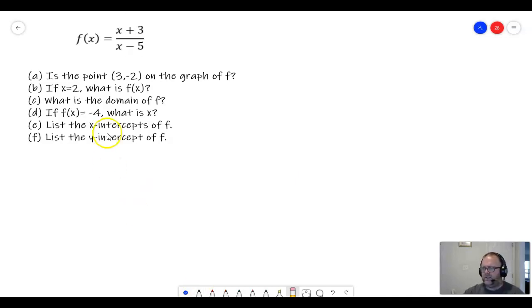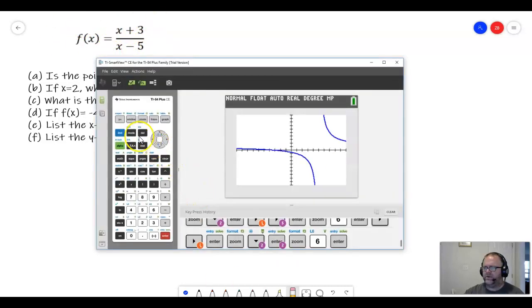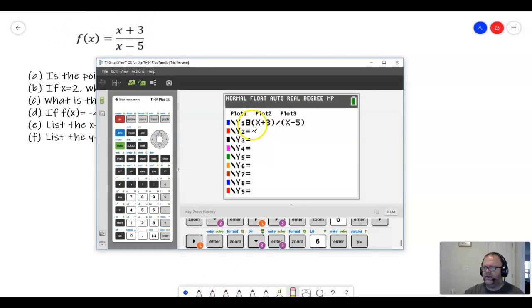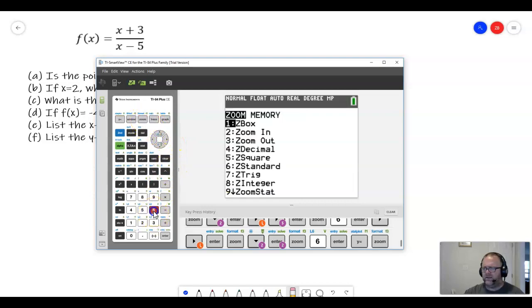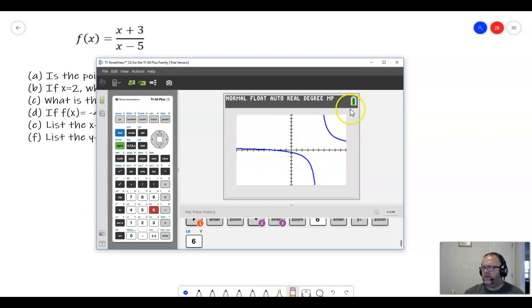So the first thing that I want to do when I get a function problem like this is I usually like to put it into my calculator, which I've already done. I'm going to put it in just like this. I put both the numerator and the denominator in parentheses. And then I like to zoom standard, and I can kind of get an idea of what this graph looks like.